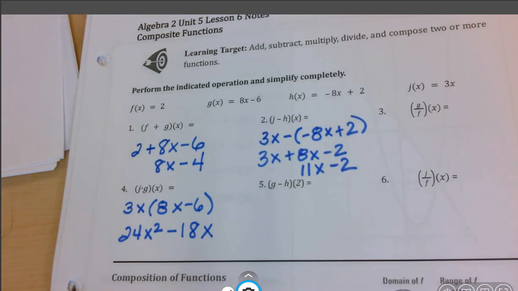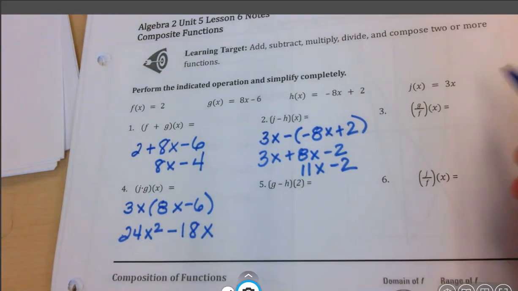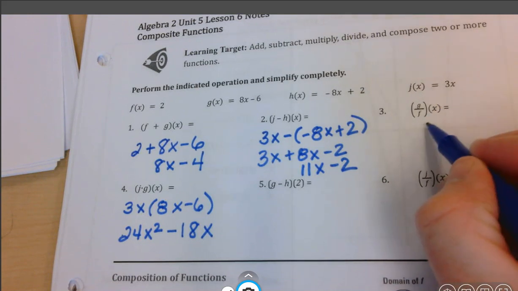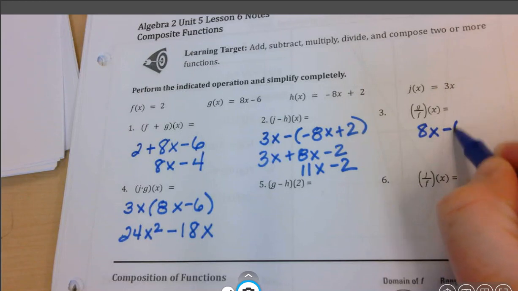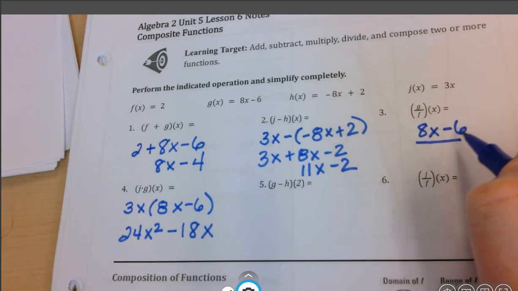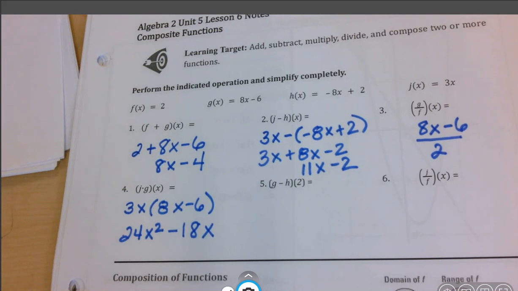Are we good? Okay. Number 2 is a division. G of x over f of x. So g is, this says g, right? Let me know if I read things wrong because my eyes are not that good. Over f of x. All right. Raise your hand if you simplified that.